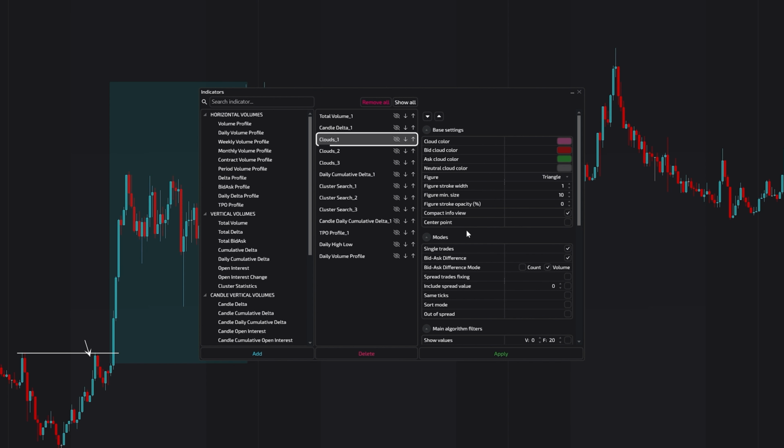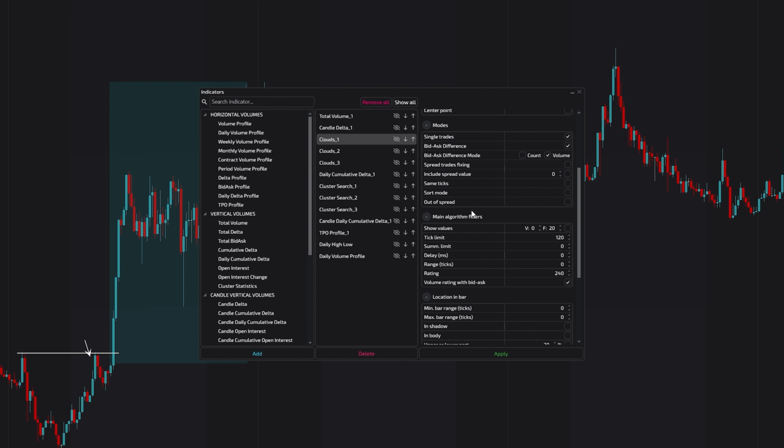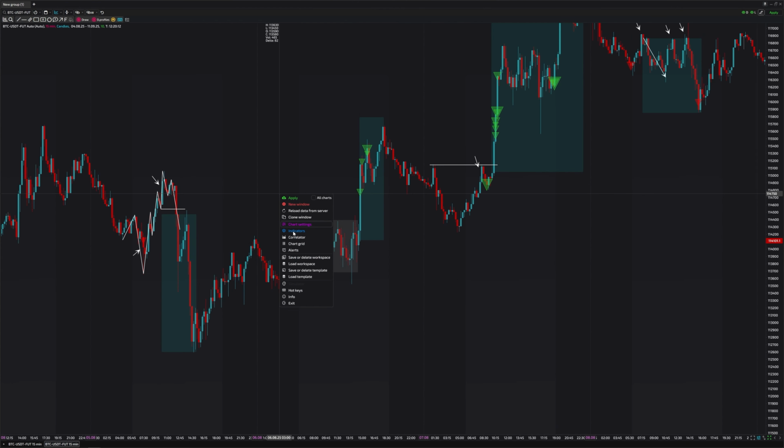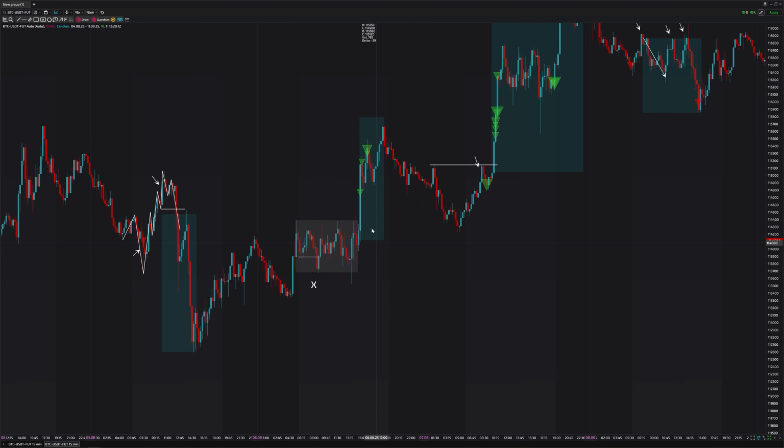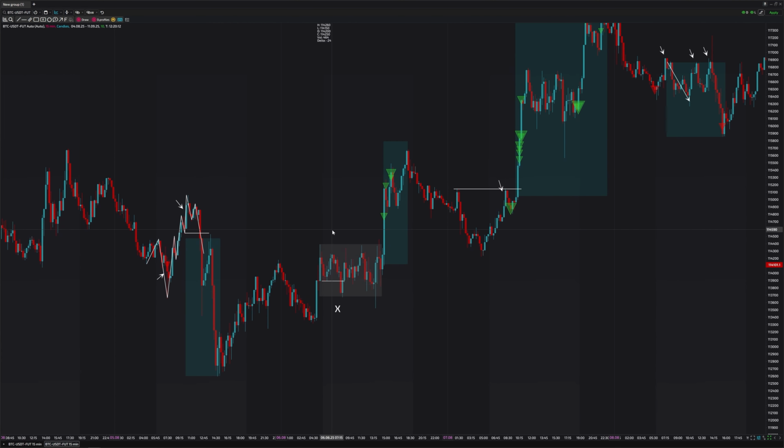We can add the clouds indicator to the chart, which highlights large trades, single big ticks, and observe where these volumes appear. Here are the indicator settings. Single trades of 120 contracts are displayed. We can see that during breakouts and at extreme points, clouds often appear.